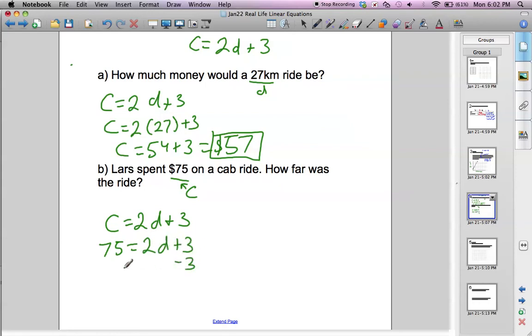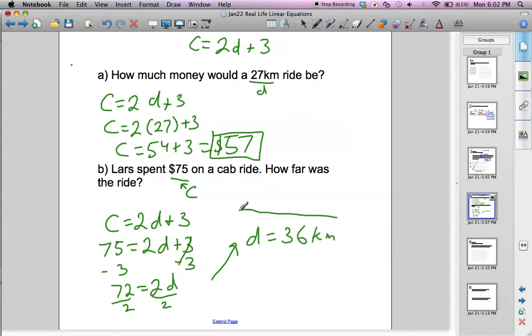So we're going to subtract 3 from both sides, and we get 72 equals 2d. Divide by 2, and we get the distance equals 36 kilometers. So that taxi ride was 36 kilometers.